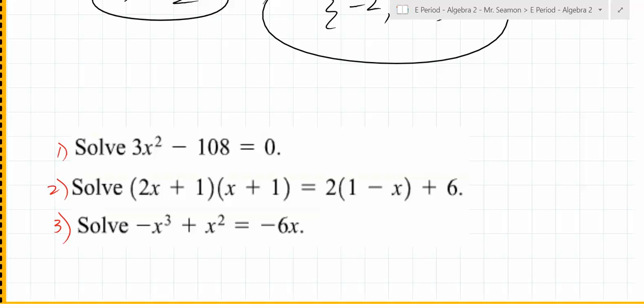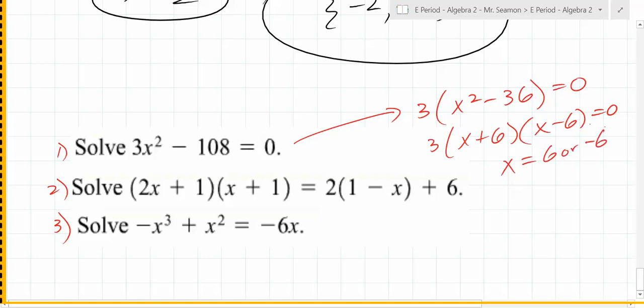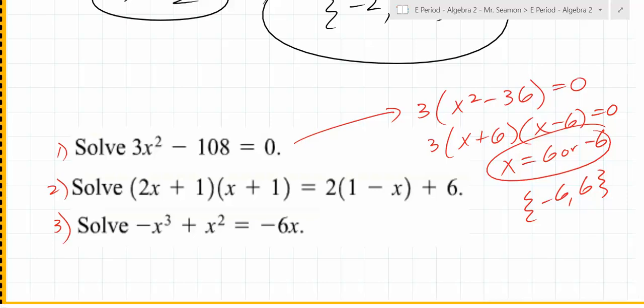Just do number 1, and then keep going, but it's okay if you don't finish. On the first one, what should I do first on this one? 3. Turns out 3 times x squared minus 36. What do you see right there? Yeah, so you get x plus 6 times x minus 6. So what are the two answers? x equals 6 or -6, which you could write as {-6, 6}. Nice. The 3 can never be 0, so you ignore it.